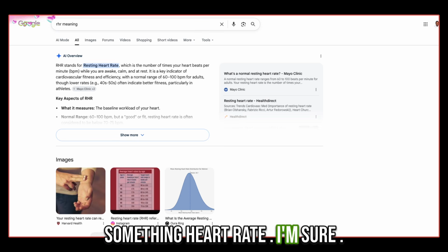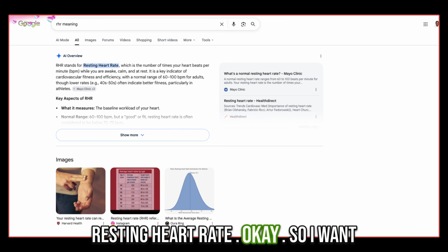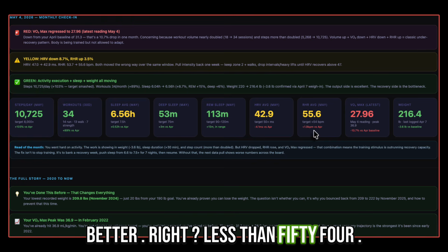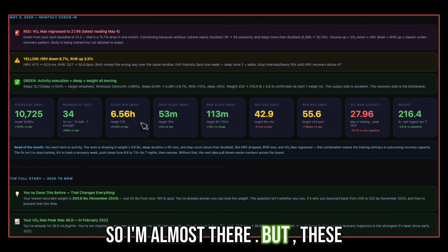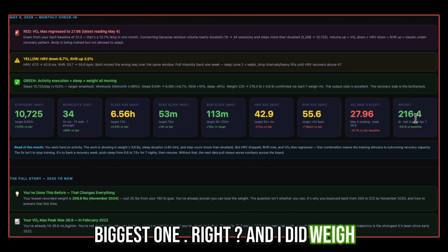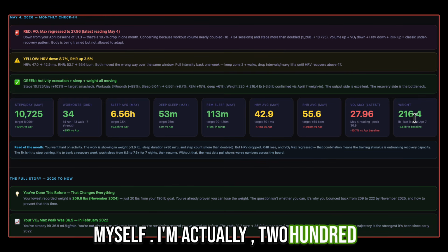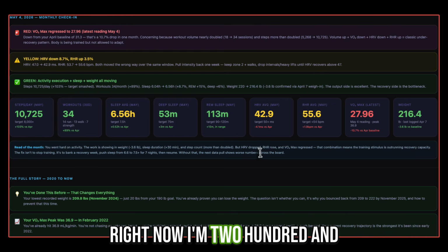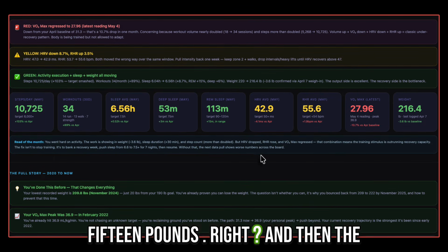Something heart rate, I'm sure. Resting heart rate. Okay. So I want to definitely reduce, the lower the better, right? Less than 54. So I'm almost there. But these two, I would say this one is the biggest one, right? And I did weigh myself. I'm actually 215. This was April 7th. Right now I'm 215 pounds, right?